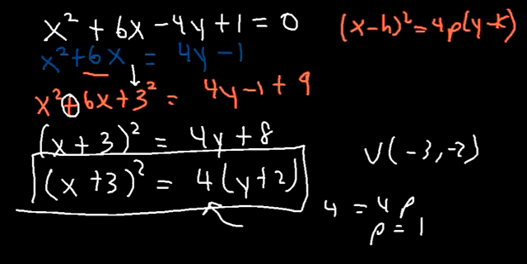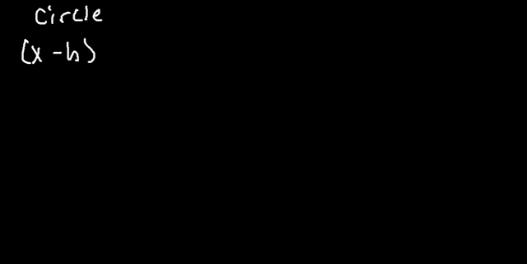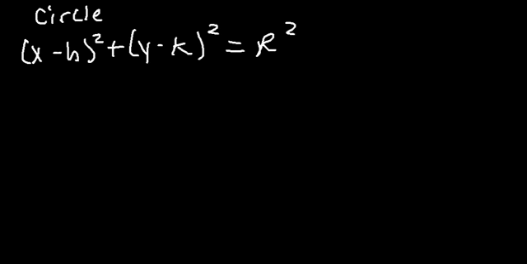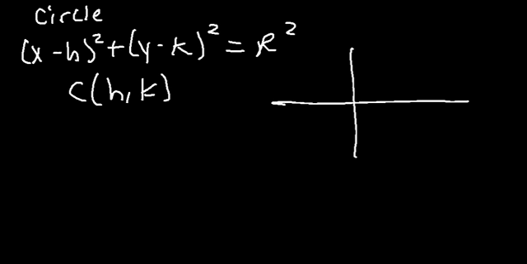And that's basically it. So let's review the general equations for every conic section. So starting with a circle, keep in mind that your general equation is (x - h) squared plus (y - k) squared, which equals r squared. And the center is (h, k). So once you have the center, let's say this is h, this is k. You need to go r units to the right, r units to the left, up r, down r, and then graph the circle.